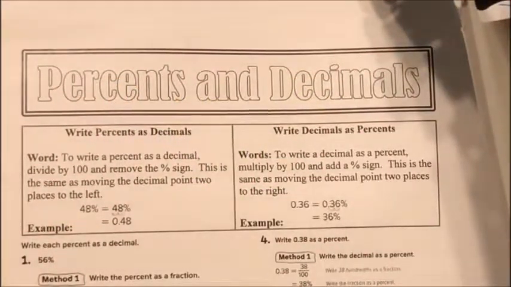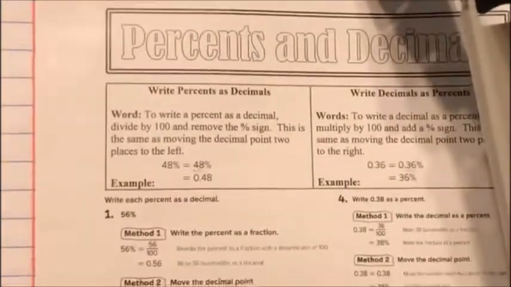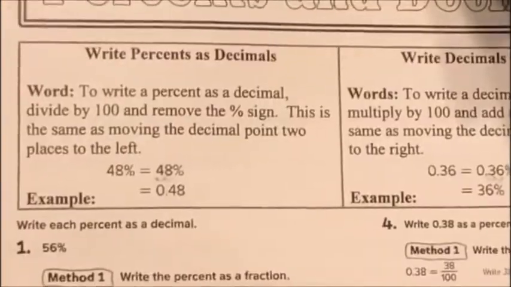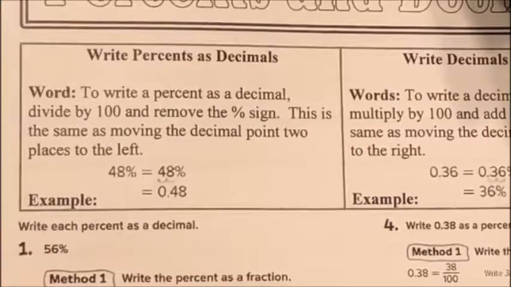All right, this is Chapter 2, Lesson 3, Percents and Decimals. Okay. So this first box over here says write percents as decimals. So in words, to write a percent as a decimal, I divide by 100 and remove the percent sign. This is the same as moving the decimal point 2 places to the left.